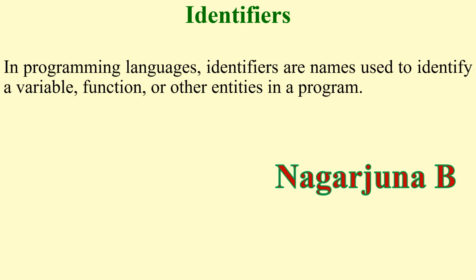Identifier. What does an identifier actually mean? An identifier is nothing but the name used to identify a variable, a function or other entities in a program. Identifiers are the names given to the programming elements. In simple terms, you can say the names given to the programming elements. What are the programming elements? It can be a variable, it can be a function, it can be other entities.